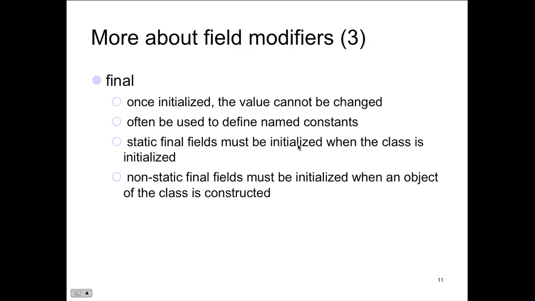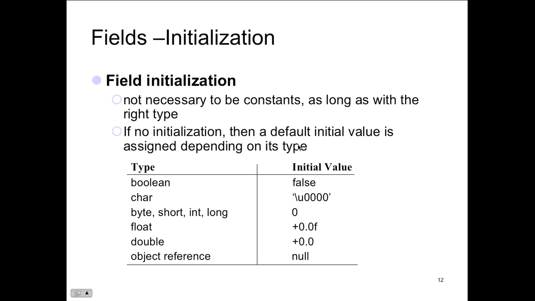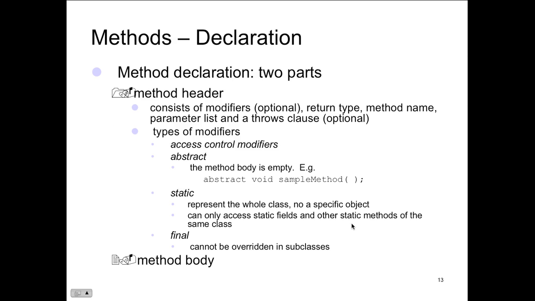Alright, we already went over static. Final, we already went over final. Field initializations, pretty straightforward, just like C, C++ actually. If no initialization, then the default initial value is assigned depending on its type. That's where I said if you left out this F, it would be the default of a float.